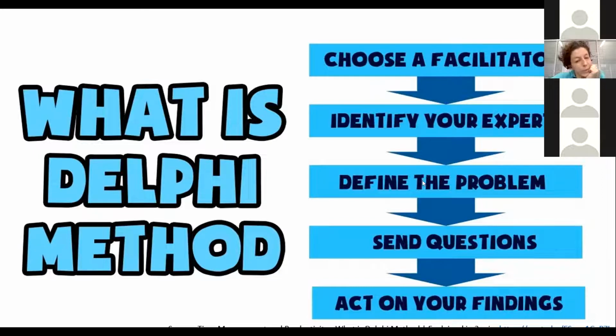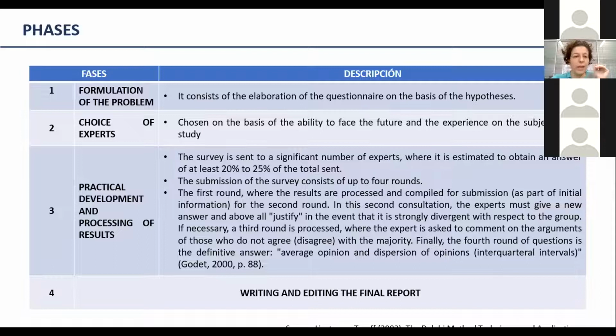And after that, we define the problem. We write the statement, and after that, set the questions, and then the findings are the results. The results can be consents or dissents. This is the principal step of the test. In other words, first, with the team that coordinates the exercise, we formulate the problem. It consists of the elaboration of the questionnaire with the basic hypothesis. The statements can be questions or hypotheses, doubts, answers. And we have to be smart to know what we are going to ask.